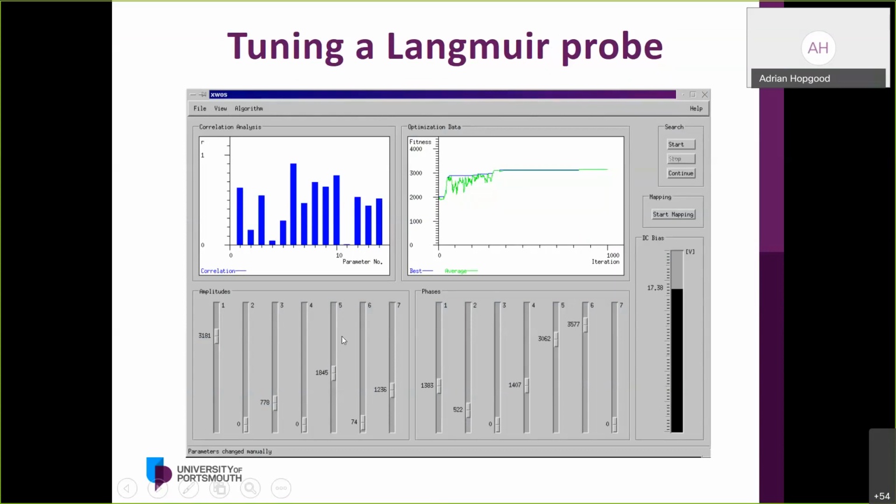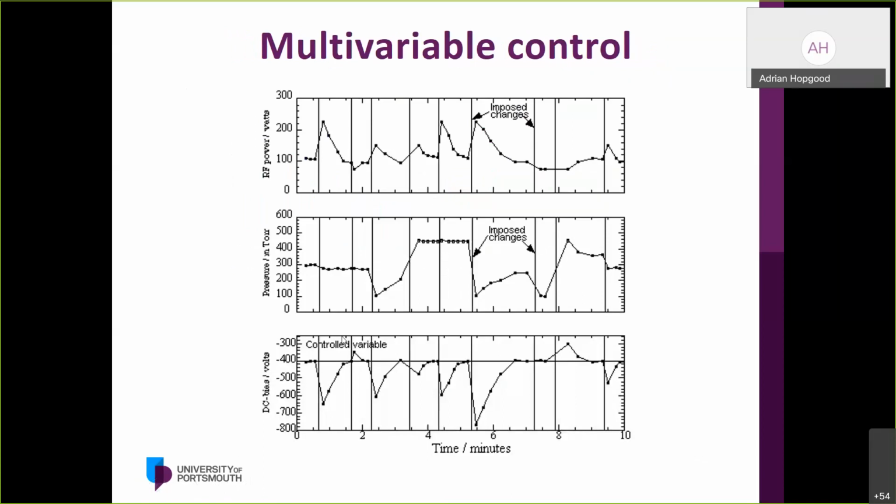I mentioned the fuzzy logic controller for the electrical parameters. And what that's doing is maintaining an electrical parameter, which I'm pointing out in the bottom graph here, called DC bias. It's trying to maintain it at minus 400 volts. And what's going on in these graphs is every time it gets close to it, wherever you see a vertical line, we've come along and deliberately knocked it off its set point.